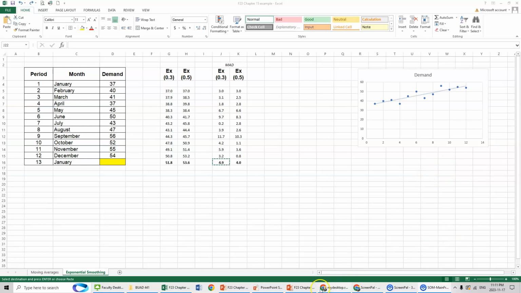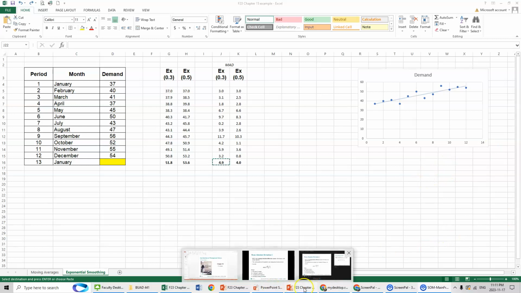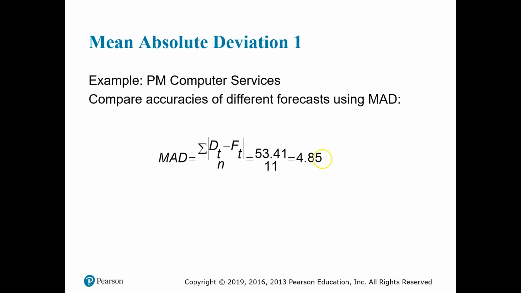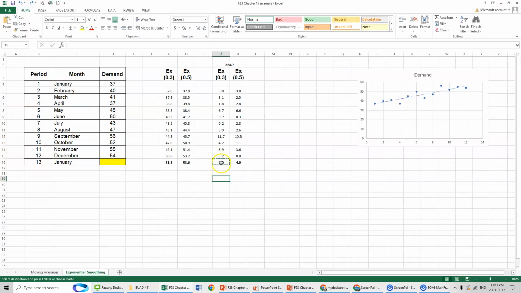Sorry, I had a little technical difficulty, but I think we are all back. With the mean absolute deviation, we calculated it to be 4.85, or 4.9, for the alpha constant of 0.3, but let's increase the decimal place. There we go. So, as I've said, the exponential smoothing method with the smoothing constant of 0.5 would be more accurate.